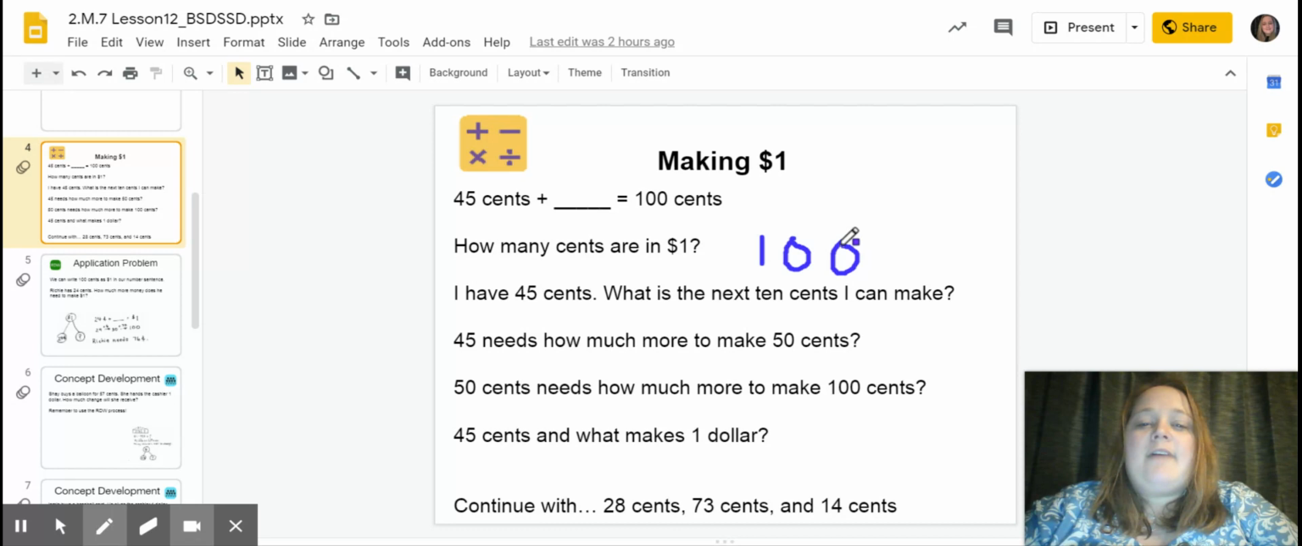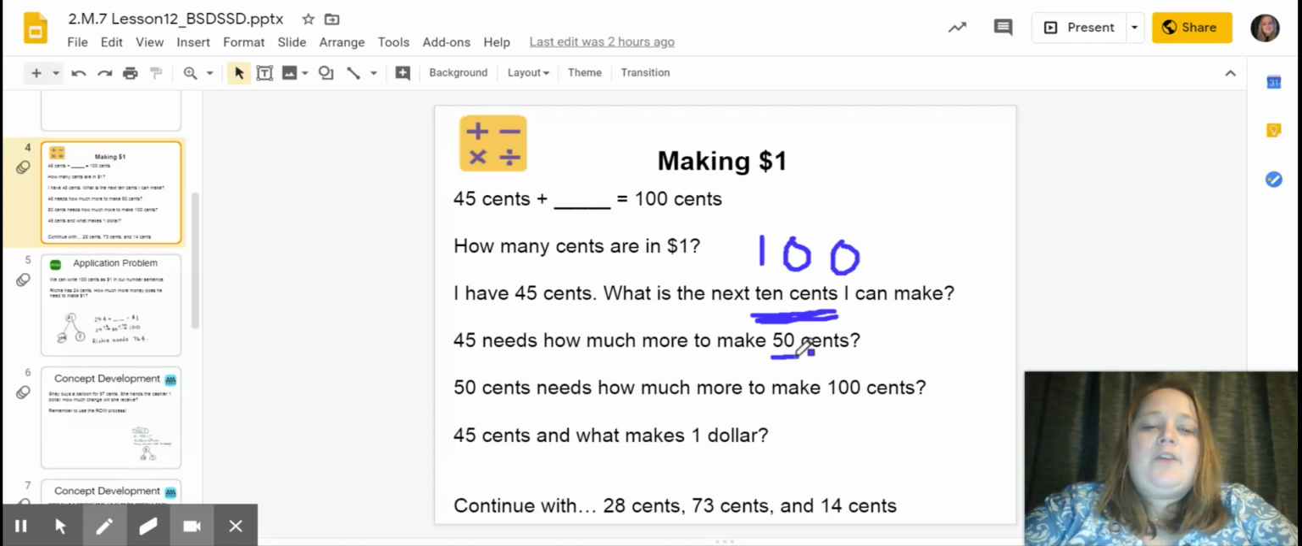Now I have 45 cents. What is the next 10 cents I can make? So let's think. I'm trying to get to a friendly number here. Okay, so this next question is going to help me out with that. 45 needs how much more to make 50 cents?